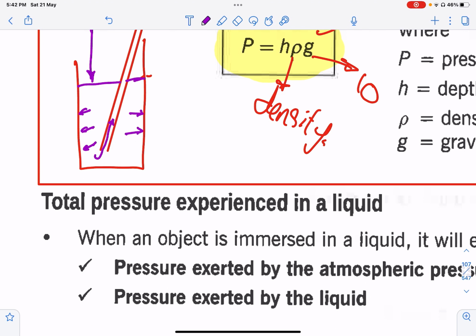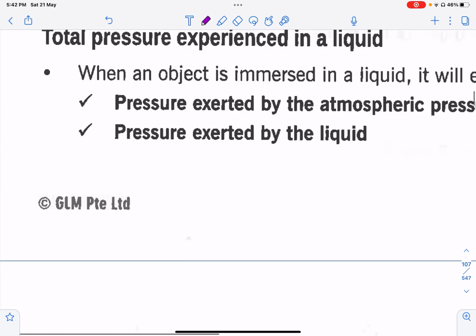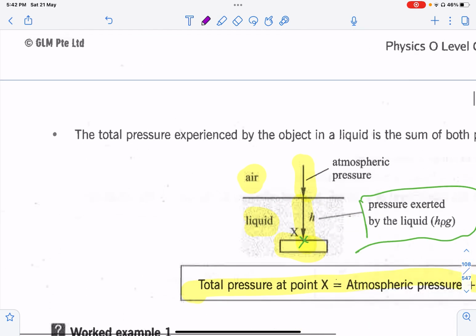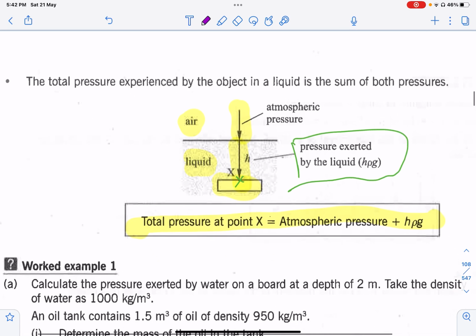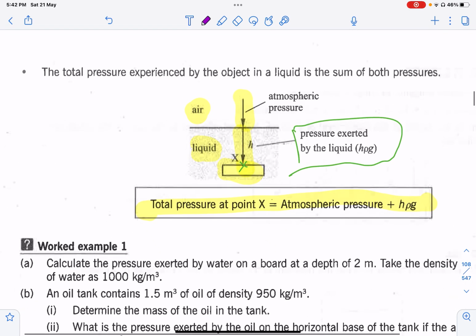For example, if atmospheric pressure is low in the air, you will see that the sea level and everything, the pressure will be lighter because everything will be moving upwards. There are fewer particles pushing down against the liquid level. So the total pressure experienced by this object is the sum of both pressures, and this is something that a lot of students tend to forget.